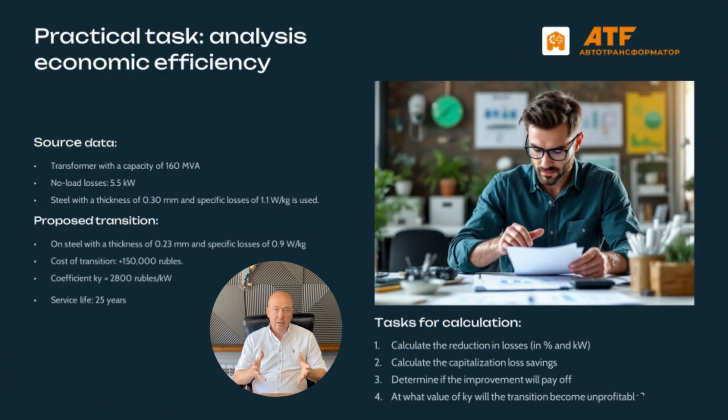Practical task: you're working with a 160 megavolt ampere transformer. No-load losses equal 5.5 kilowatts. Core steel thickness equals 0.30 millimeters. Specific loss equals 1.1 watts per kilogram. You switch to 0.23 millimeter steel with a specific loss of 0.9 watts per kilogram.